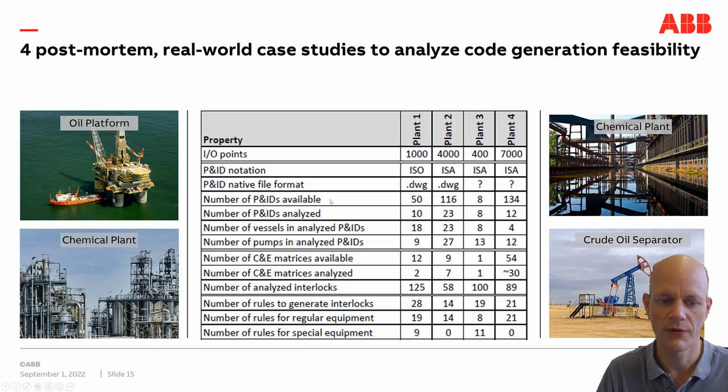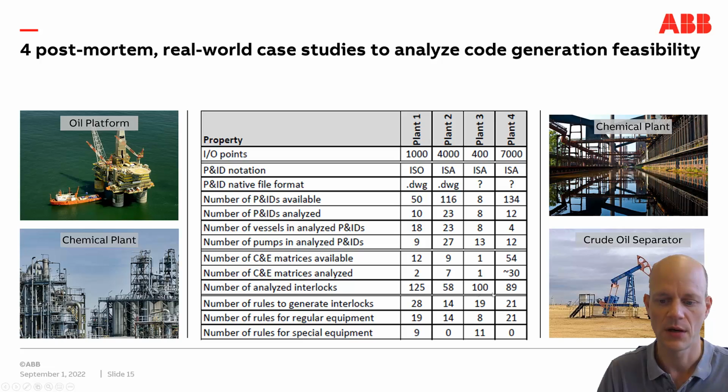We didn't analyze all of these P&IDs because not all of them were relevant for the control logic engineering, but for each plant we analyzed on average 10 different P&I diagrams to derive the rules that we needed for the code generation. For our experiments, we used the manually engineered control logic coming from cause and effect matrices that the automation engineers had created when actually manually engineering those plants. And we used those as ground truths to compare our generated code against.